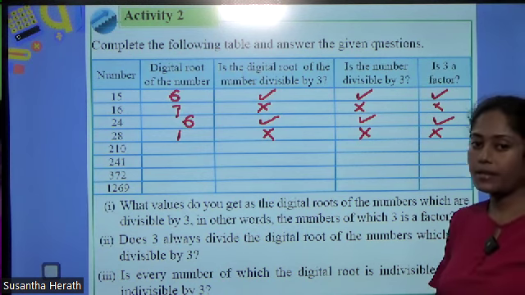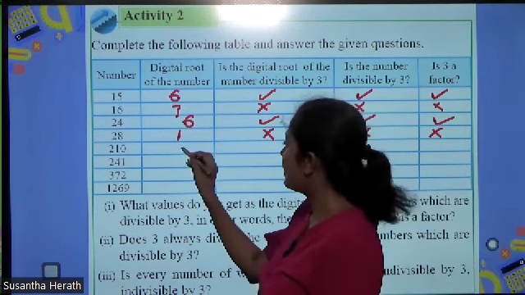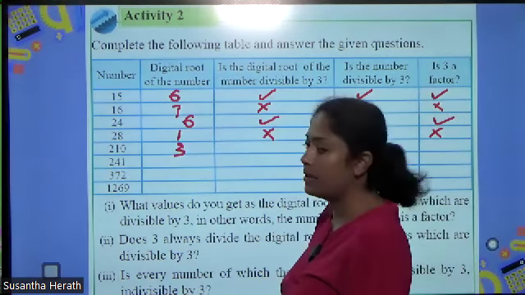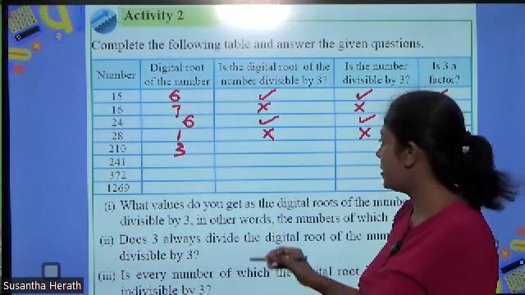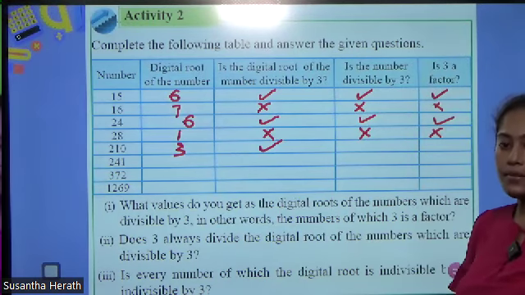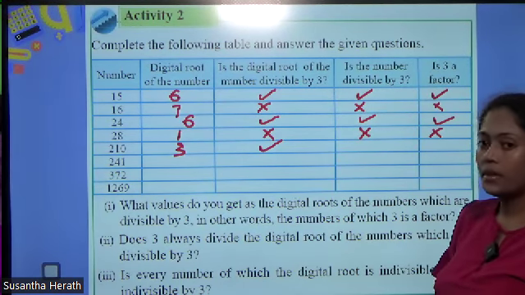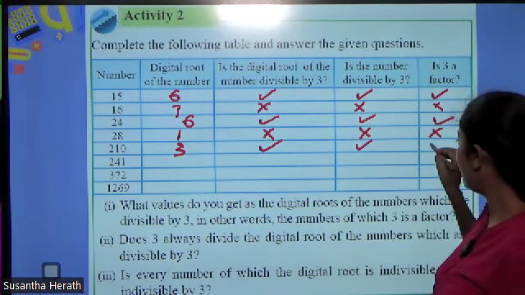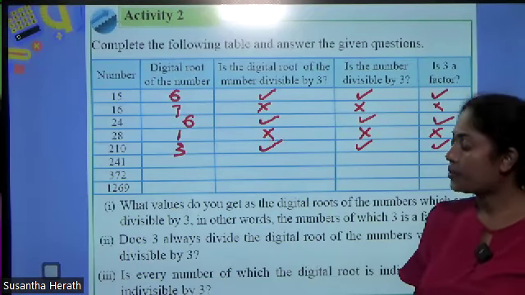210. 2 plus 1, 3. Then digital root is 3. 3 we can divide by 3. That is correct. Then next one, is the number divisible by 3? Yes. Then factor also.